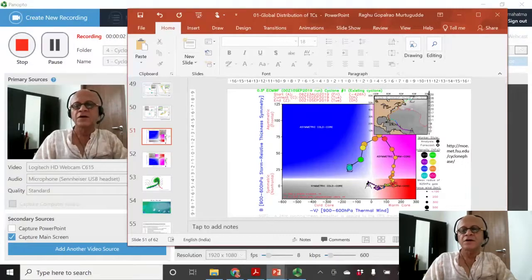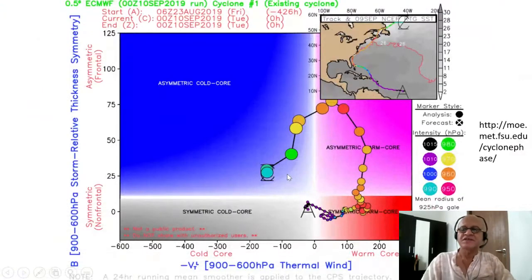Okay, I decided to add a couple more of these cyclone phase space diagrams from Robert Hart's FSU website, just because these figures are so much clearer than the ones I showed from the COMET book. You can see this is the ECMWF cyclone from 2019, so it has forecasts and analysis here, and the intensity, which we couldn't read before, is shown in terms of the eyewall pressure, and mean radius of 925 hectopascal. Gale force winds are shown here in these scales.